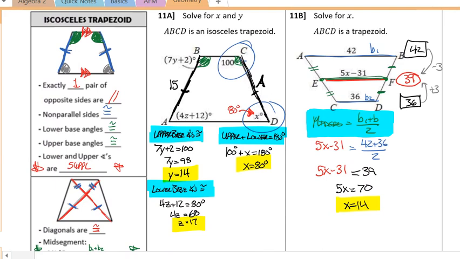Again, it's unique for the isosceles trapezoid that the upper and lower base angles are congruent. It's different from what we're commonly seeing of opposite angles being congruent. And the mid-segment formula is a popular SOL topic as well. You need to know those particular properties.